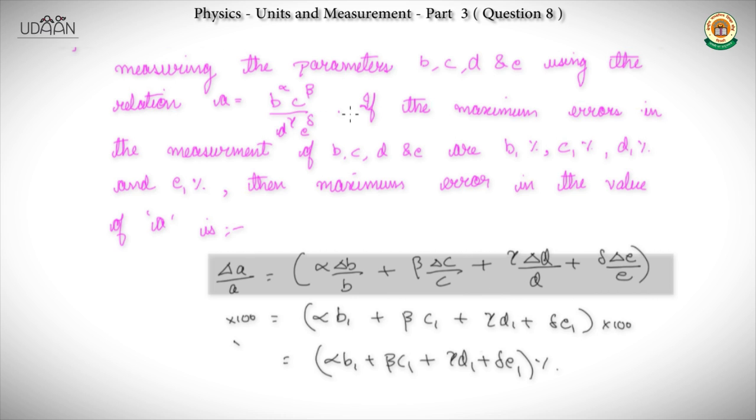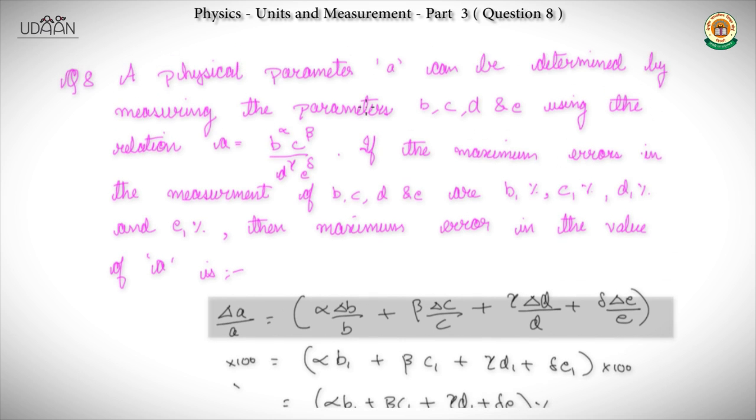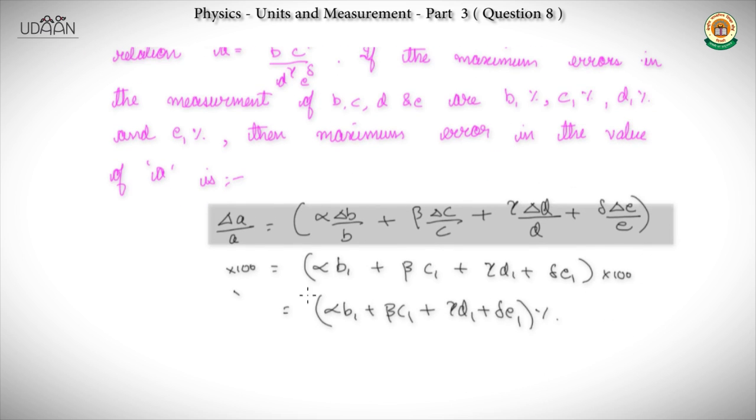So whatever errors there are, we have to add everything. It's not that here it is 10 and there it is minus 10 so we make the error 0. That is very illogical. So it is all simple logic. Do it slowly, don't be intimidated, and you'll score easily. Perfect. So this was question number 8, and the maximum error in the value of A was alpha B1 plus beta C1 plus gamma D1 plus delta E1%. So this was question number 8.